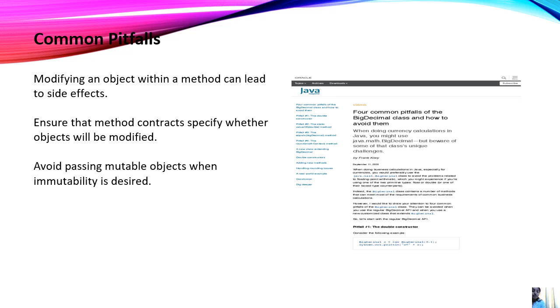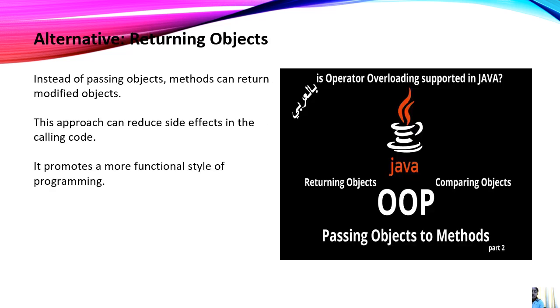Modifying an object within a method can lead to side effects. Ensure that method contracts specify whether the object will be modified. Avoid passing mutable objects when immutability is desired. Alternative: returning objects. Instead of passing objects, methods can return modified objects.